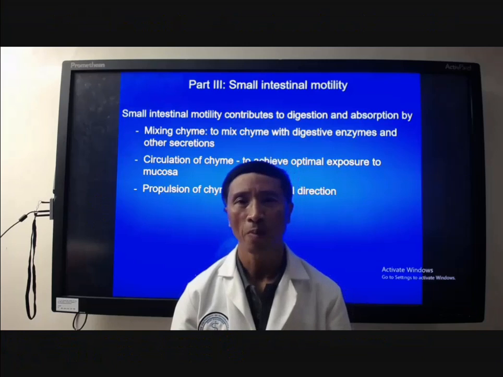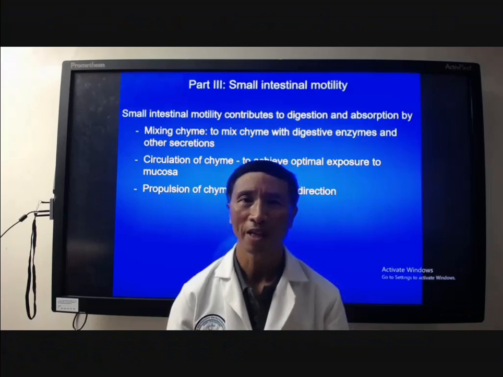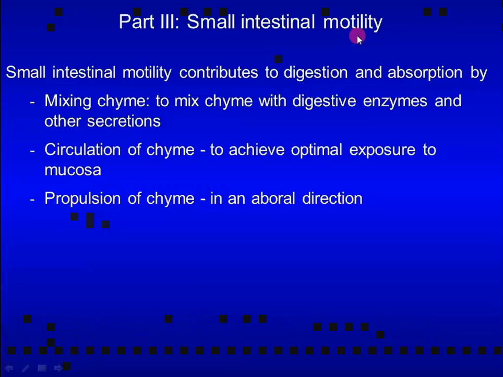Now, let's move to part 3. We will look at small intestinal motility. Small intestinal motility contributes to digestion and absorption by 3 means. First, mixing chyme. It helps mix chyme with digestive enzymes and other secretions. Second, circulation of chyme. It helps achieve optimal exposure of chyme to mucosa. Third, propulsion of chyme. It helps move chyme towards the anus.